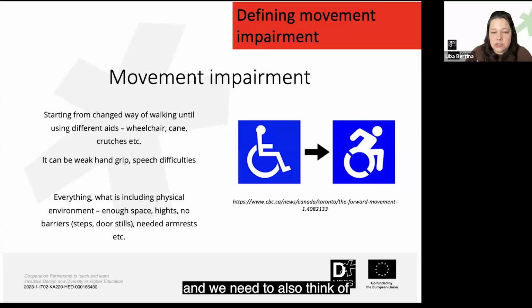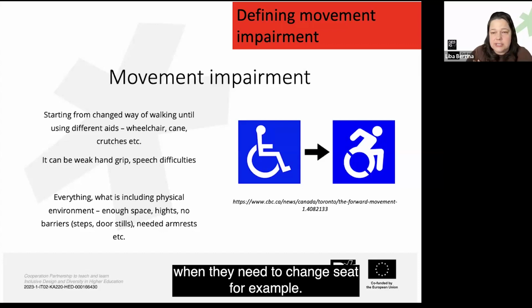And we need also to think of are armrests necessary, like where a person can hold when they need to change a seat, for example. And here in the right side, you see 2 icons.